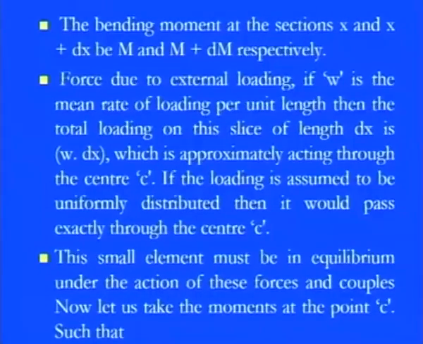So they are acting at a center C, as I showed you in the previous diagram. If this loading is assumed to be a UDL, that means uniformly distributed load, then its overall impact at point C is equal to W into dx, as I told you. The small element must be in equilibrium, because whatever the forces and bending moments are coming on the left as well as on the right, they are simply counterbalancing each other. So definitely we can say that this section is in a balanced condition.